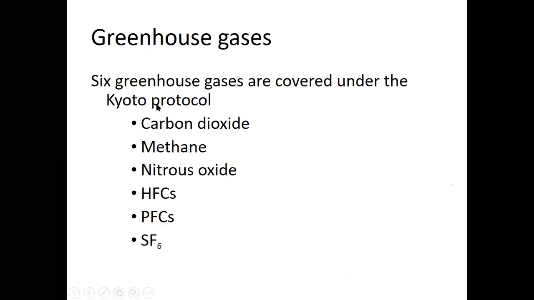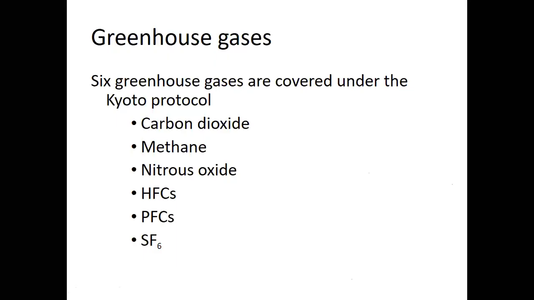Then what is the Kyoto Protocol? So Kyoto is a city of Japan. According to the United Nations, it is an international treaty or international agreement to reduce the greenhouse gas effect, to reduce global warming. The international treaty was signed by many countries, by some countries.